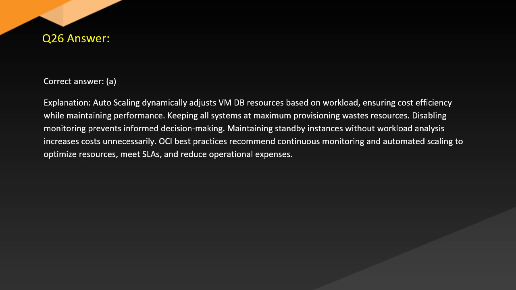Answer. Correct answer: A. Explanation. Autoscaling dynamically adjusts EBI resources based on workload, ensuring cost efficiency while maintaining performance. Keeping all systems at maximum provisioning wastes resources. Disabling monitoring prevents informed decision-making. Maintaining standby instances without workload analysis increases costs unnecessarily. OCI best practices recommend continuous monitoring and automated scaling to optimize resources, meet SLAs, and reduce operational expenses.